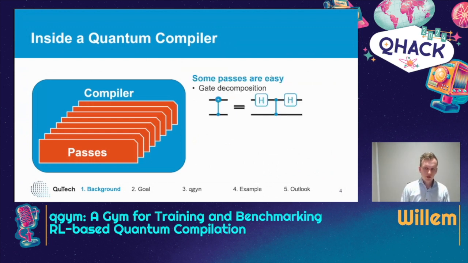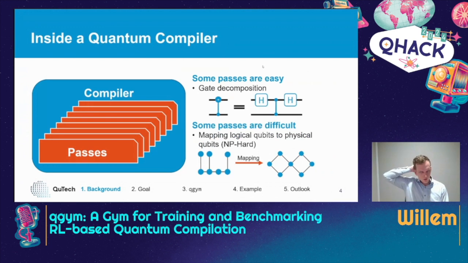And some of these passes are easy. If you have a certain gate, I think this is a C0, and then you need to compose them such that they can be decomposed into the native gate set of the actual device. This is a really straightforward task, and this can be done once the native gate set is known, and how to convert every gate that's not in the native gate set to this native gate set.